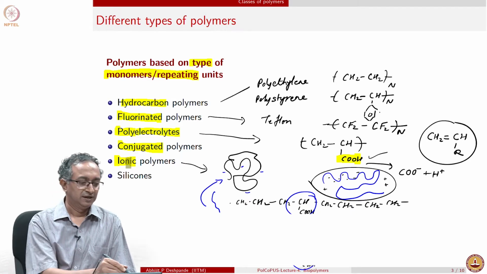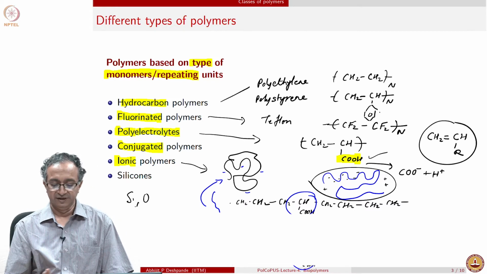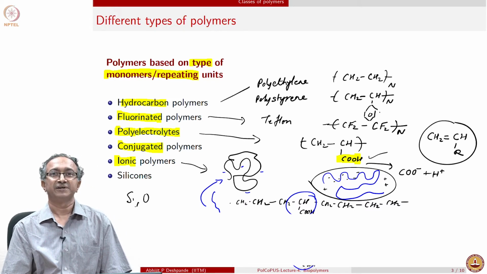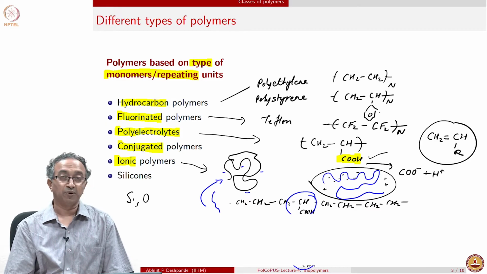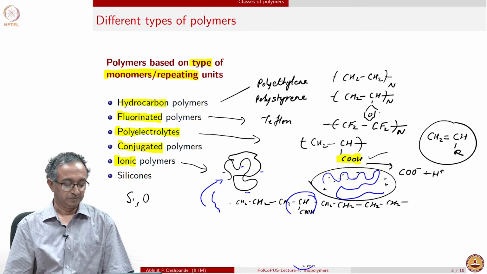And silicones are polymers where silicon and oxygen, as opposed to carbon, hydrogen or fluorine, some of the examples that we have seen. So we also have very important rubbers and many other applications where silicones are used. And so this is one way of classifying polymers and thinking about different types of polymers.